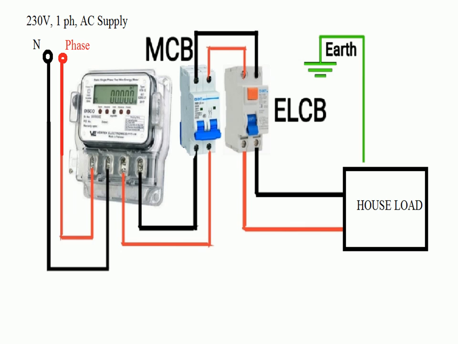Now you can observe there is a phase wire and a neutral wire, hence two input terminals for the energy meter. Then there are two output terminals also. From the two output terminals, we supply in series to one block, the MCB, that is, miniature circuit breaker. Then you can see it is a double pole double throw device.